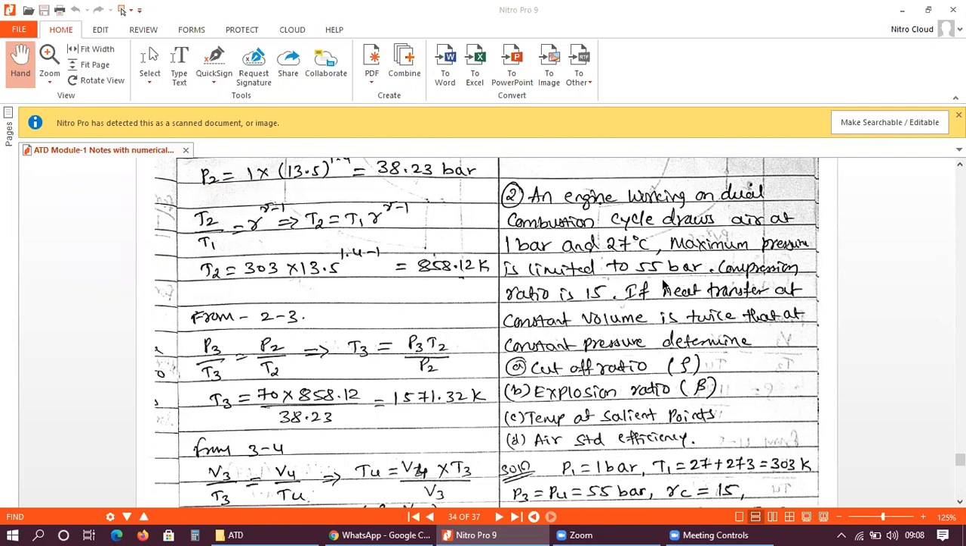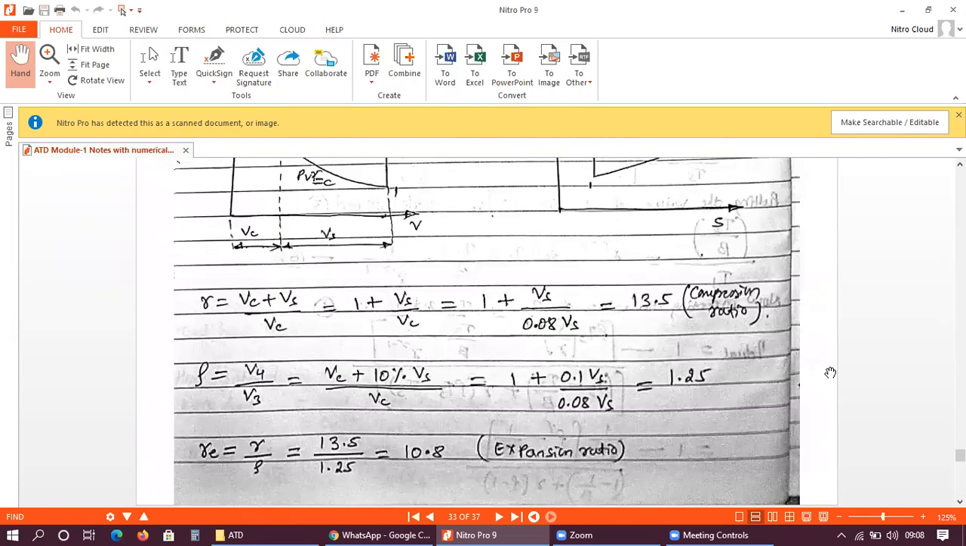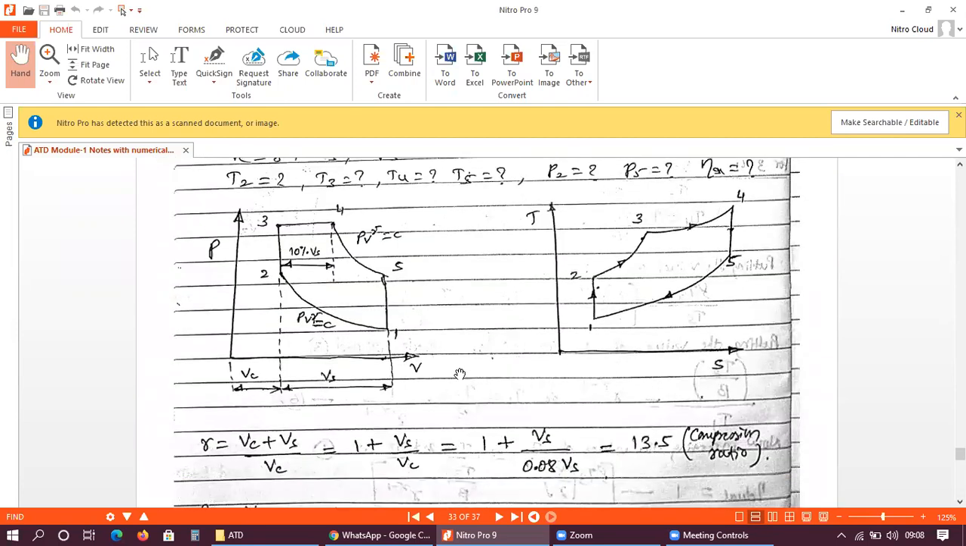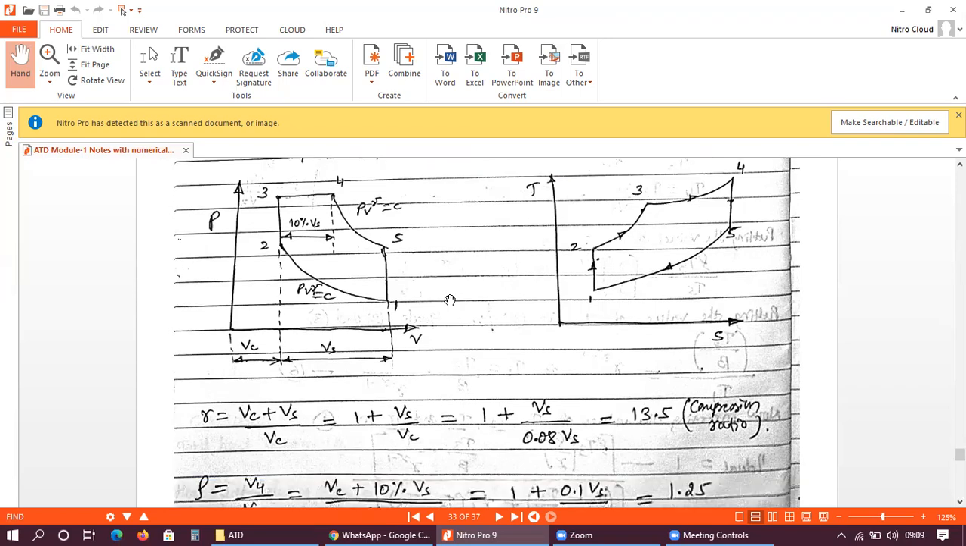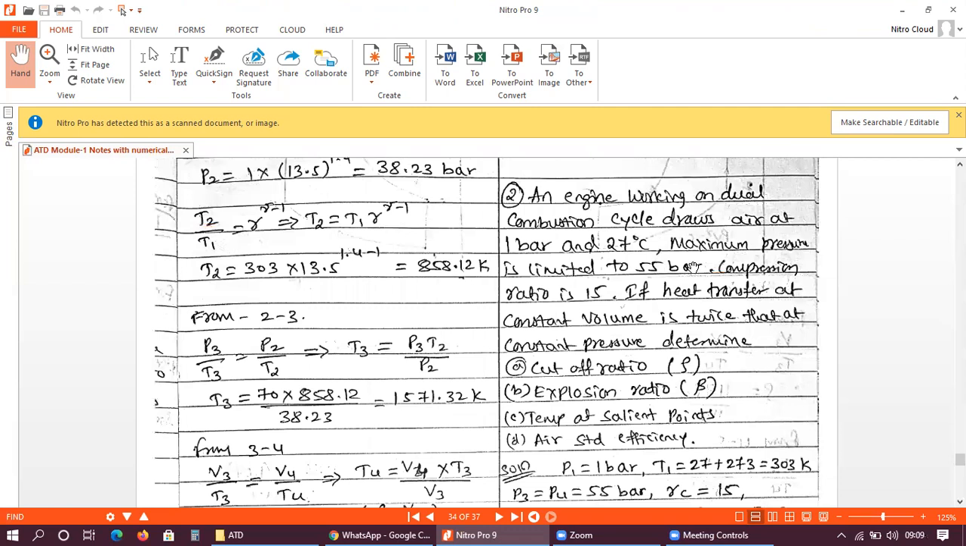I will show you the TS diagram here so that it will be easy for you to understand. This is the TS diagram for dual combustion. As you can see, the maximum pressure points are point number 3 and point number 4. And from the PV diagram, P3 is equal to P4. So the maximum pressure is given, that is 55 bar. Then the compression ratio R is 15.